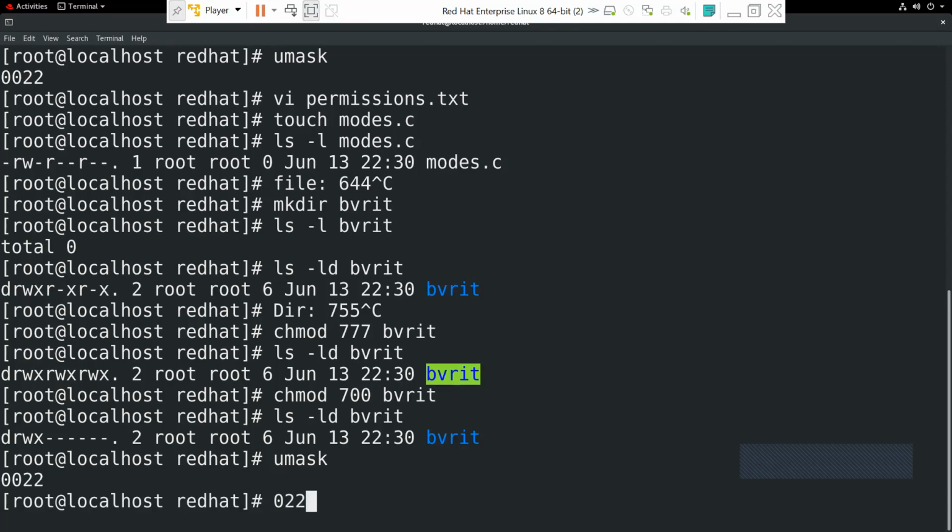022 actually will be taken. Here then 2 and these two numbers will be converted into binary numbers. Binary numbers means zeros and ones. These two positions will be converted, and this one also will be converted into binary number.